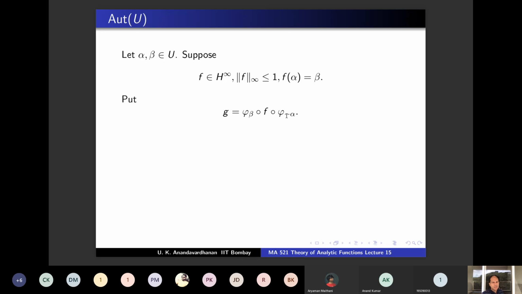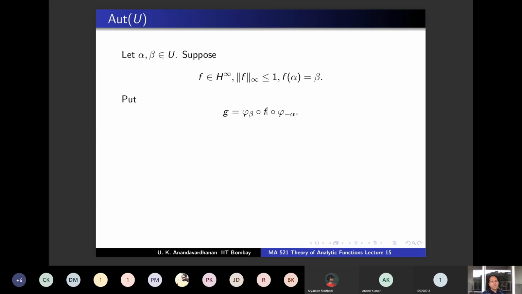This composition makes sense because phi minus alpha of z is in U. Therefore, f takes values there, and phi beta takes values on that, so that's okay. And because mod f(z) is less than or equal to 1, phi beta can be applied on f(z). It makes sense because of this condition: mod f(z) is less than or equal to 1 for all z in U.